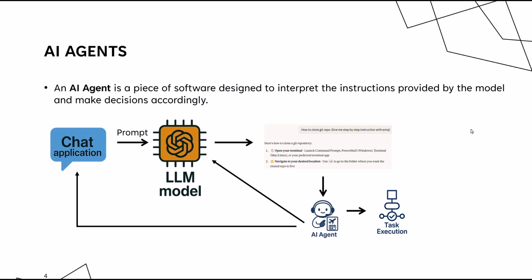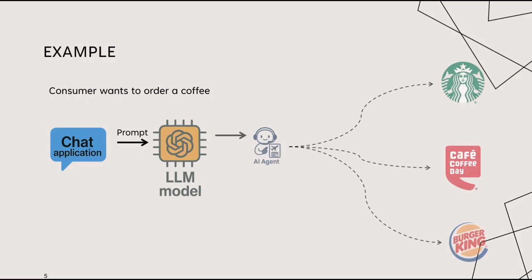Let us understand this with an example. Imagine this scenario. A customer wants to order a coffee using an AI-powered chat application. The customer simply types a prompt saying, I want to order a coffee. This prompt is sent to the large language model, which processes the request and generates a clear set of instructions. These instructions are then passed to an AI agent. The agent interprets the instruction and communicates with a third-party vendor to place the coffee order. If the AI agent encounters a situation where it needs additional guidance to proceed, it can reach back to the LLM for the next set of actions or steps.